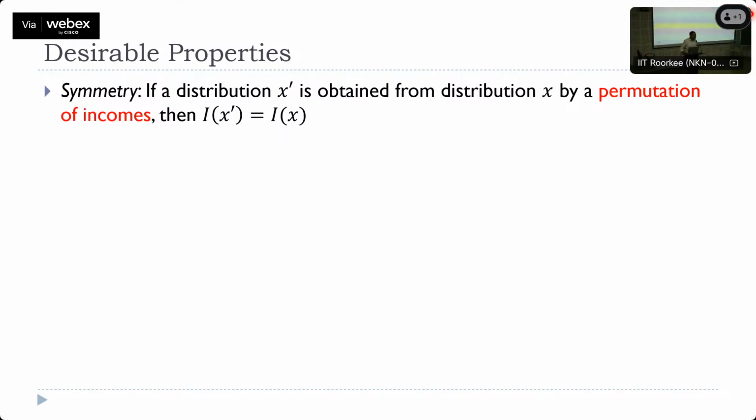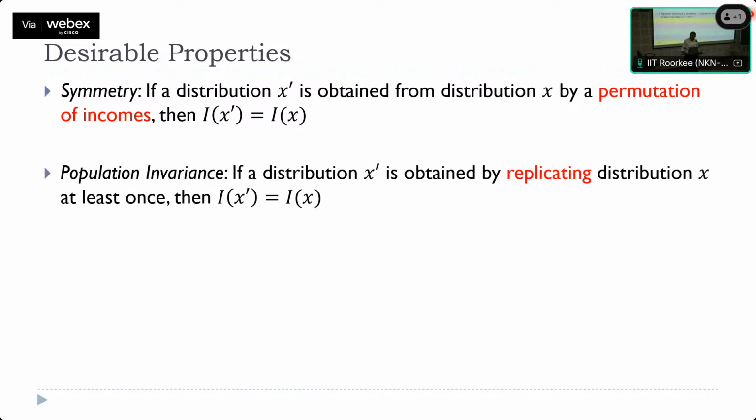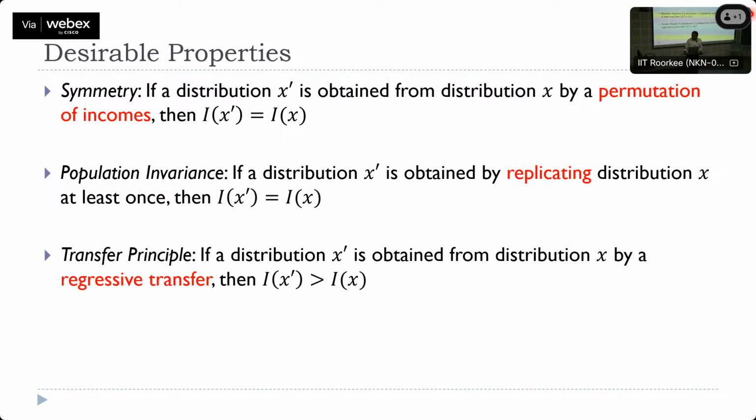Okay. So, desirable properties. Symmetry, you already know what symmetry is, right? If we just permute everybody's income, inequality should not change. Why should it? Because it's the same income distribution; we have just changed different people's incomes. Population invariance, same thing. You just replicate, you just create a bigger society, but they're equally unequal. Why should inequality change? Then transfer, it is the heart of inequality. Regressive transfer, inequality increases. Progressive transfer, inequality goes down. Simple as that, right?